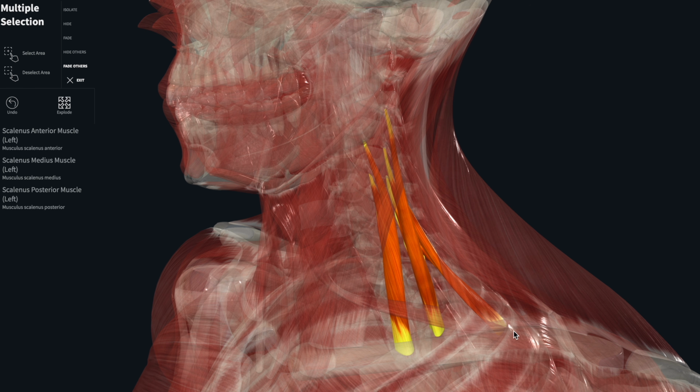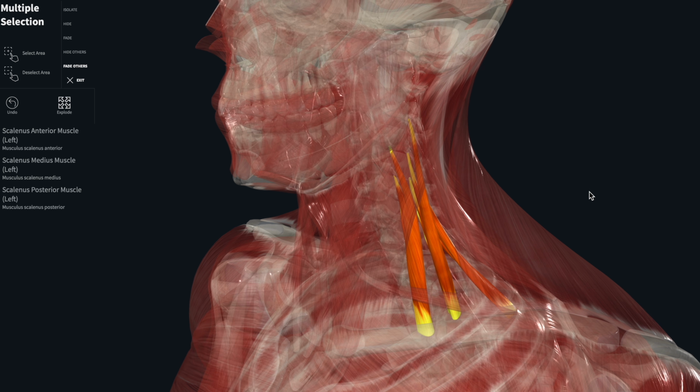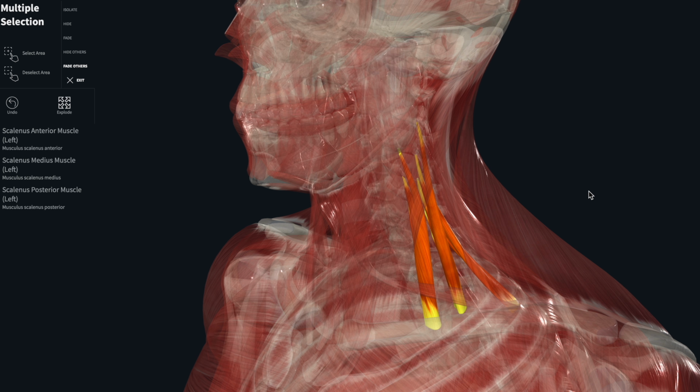So the anterior and the middle scalene connect onto the first rib, and the posterior scalene connects onto the second rib, which is interesting because they have a role when it comes to inhaling. Essentially, when you inhale, when the rib cage goes up, they're contracting, right? And when you exhale, the rib cage goes down, they are essentially loading, or stretching.